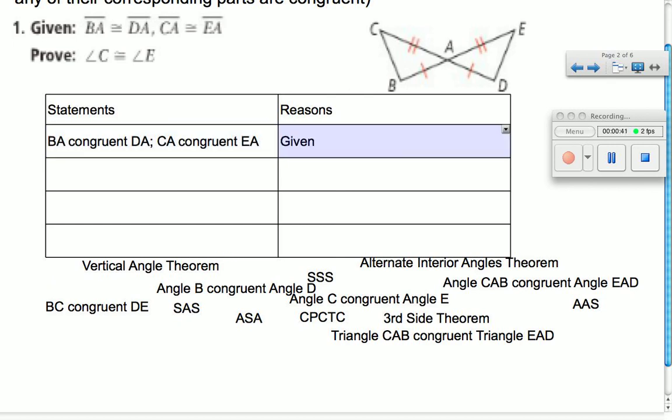Fantastic. Of course, we start our proof with the given. And then, Hope, are you wanting to give me the next statement? Okay, click and drag.